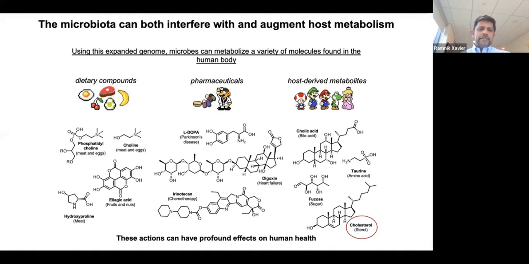Bugs do many things. They also modify dietary compounds, and I'll give you a few examples here. They also decrease or increase the bioavailability of some of the drugs we take. And then, as you'll see, they modify many of the host-derived metabolites. So they could be bile acids, cholesterol. I'll give you an example of that. And the bacterial effect on these metabolites alters the function of these metabolites, both in good and harmful ways.